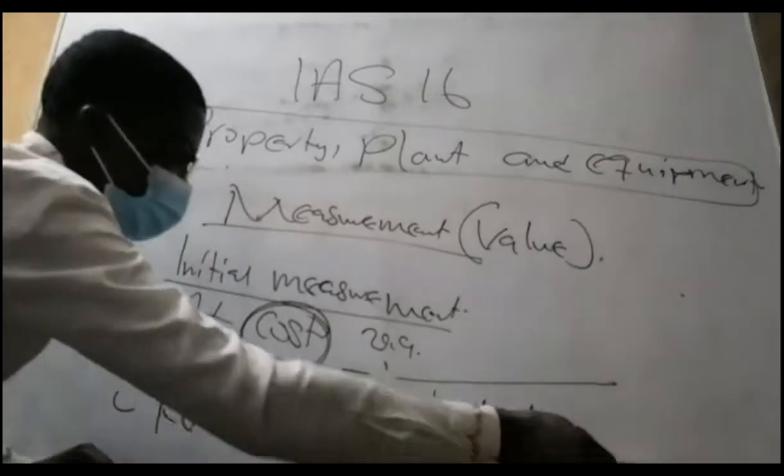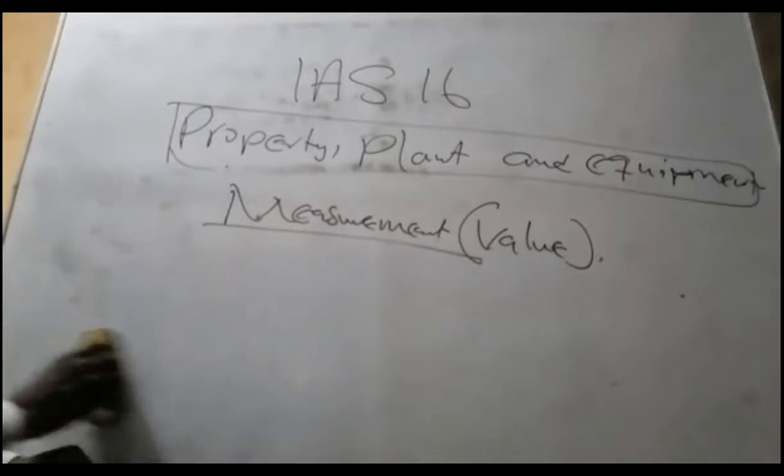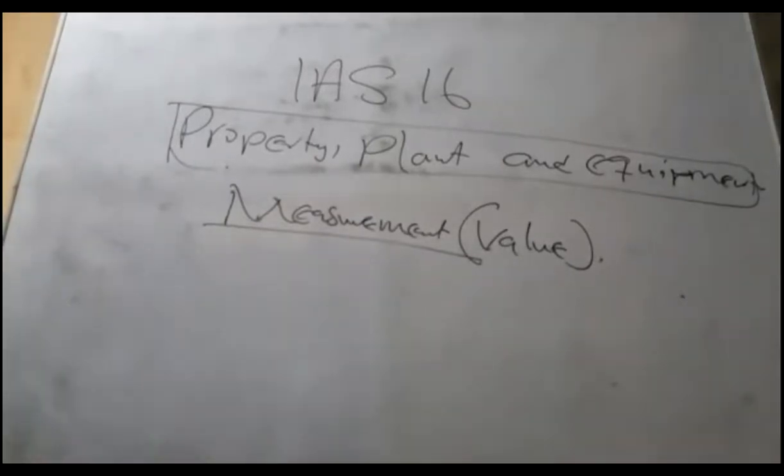Now the issue is this. Anytime you acquire PP, you will incur a whole lot of cost. A whole lot of what? Cost. Plenty, and there are many. Not all of them will qualify to be part of what? The cost, according to IAS 16.